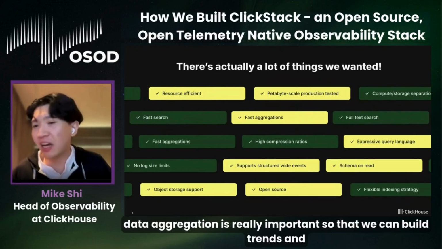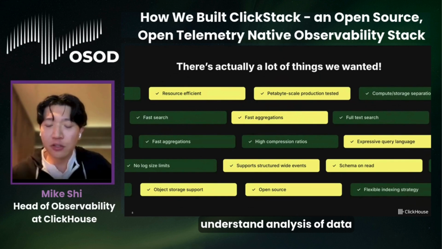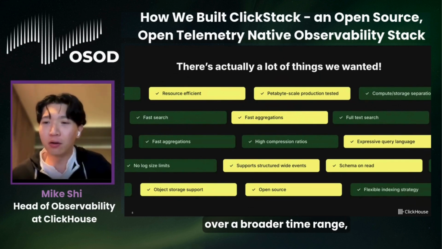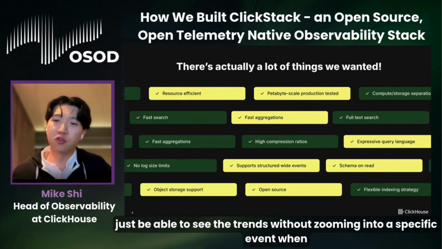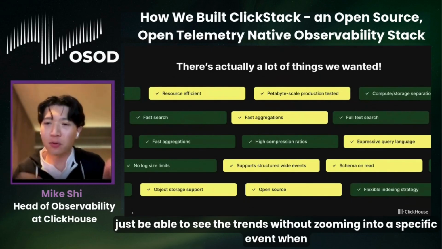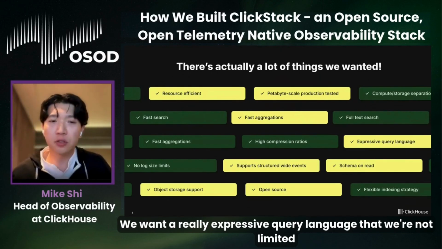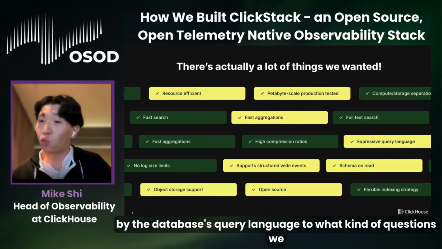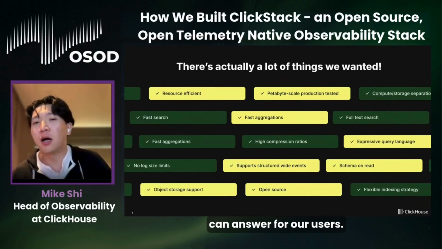I mentioned before, fast aggregations are really important so that we can build trends and understand analysis of the data over a broader time range, as opposed to just being able to look at a very specific event, or being able to see the trends without zooming into a specific event. When you want to draw the connection between the two, we want a really expressive query language, so that we're not limited by the database's query language in what kind of questions we can answer for our users.